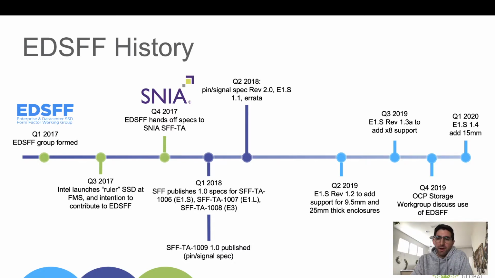And then one of the most recent things has been the OCP storage work group discussing EDSFF. So that was brought in, and really in Q4, the OCP storage work group kicked off this whole idea of, okay, let's really get together and define the optimal EDSFF strategy so that we can have a really good longevity of the form factor and use it for multiple generations of flash, as well as other devices. And you'll see that one of the outputs of that OCP work group was the addition of the E1.S 15 millimeter, which was added in the 1.4 version of the spec just this year.